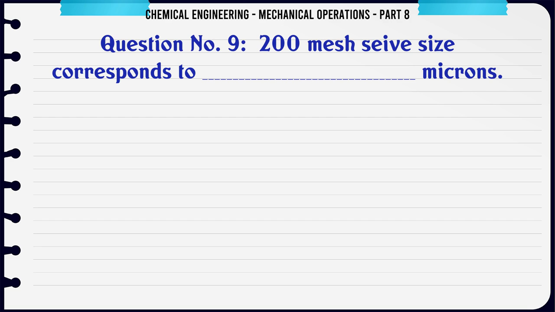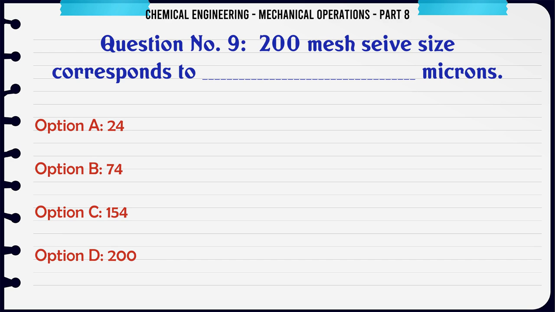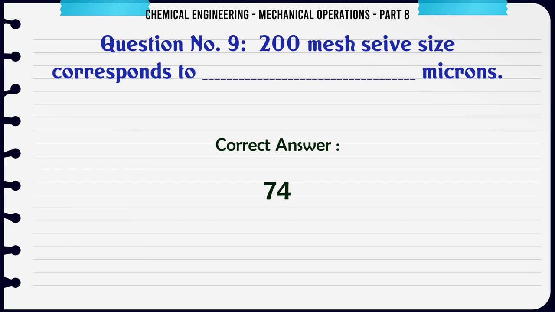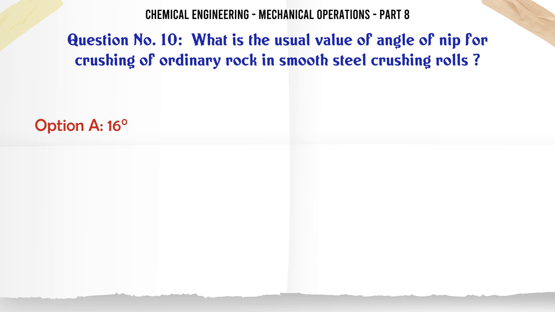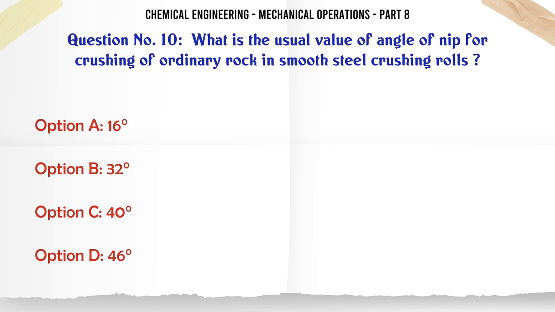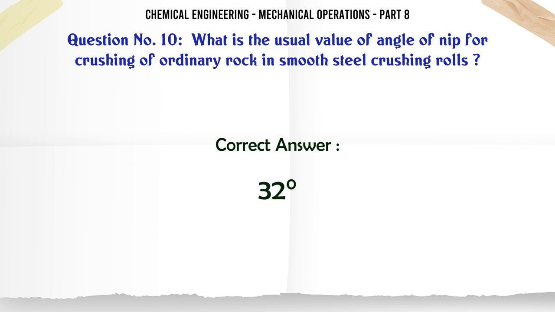200 mesh sieve size corresponds to microns. A. 24. B. 74. C. 154. D. 200. The correct answer is 74. What is the usual value of angle of nip for crushing of ordinary rock in smooth steel crushing rolls? A. 16. B. 32. C. 40. D. 46. The correct answer is 32.